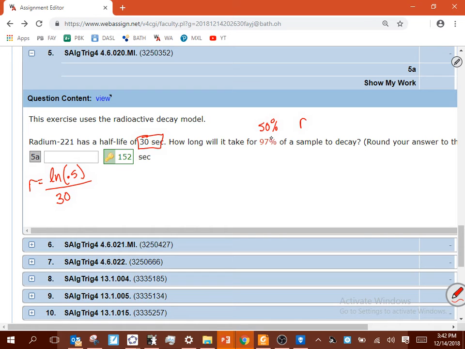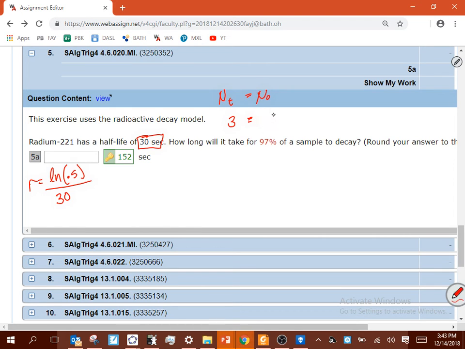Then it asks how long does it take to go from 100 to 97% of a sample decayed? I don't care what I start with. If I start with 100, that's N sub 0, then after the time duration I'm looking for, whatever my solution is, I should be down to 3. Because if 97% of my sample decayed, 3% is left over. If I started with 100, 100 to 3.